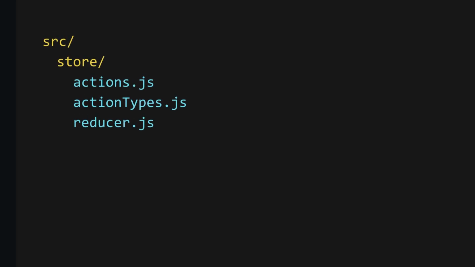Now, currently we only have a few actions and a single reducer, but as you can imagine, in a large application, we might have tens or hundreds of actions. So these files are going to grow out of control pretty soon.